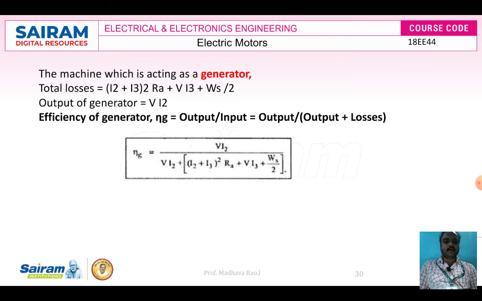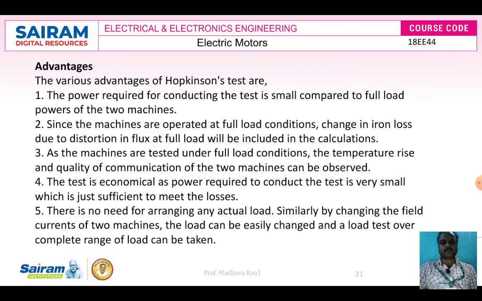Now we will see the advantages and disadvantages of Hopkinson test. Coming to the advantages, the power required for conducting the test is small, since we are conducting this test at no load. The power requirement is less compared to the full load power of the two machines. Since the machines are operated at full load conditions, the change in iron losses due to distribution of flux at full load will be included in the calculation.